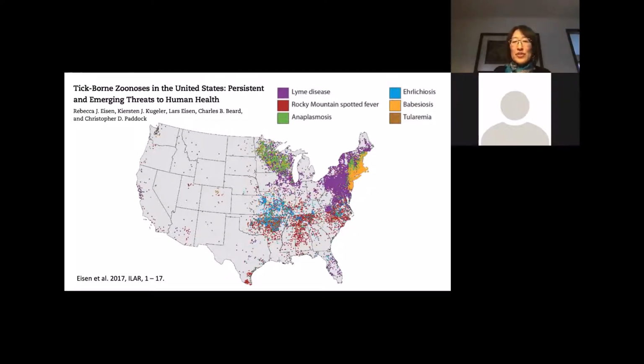So each of these dots represents a case of disease reported to the CDC by county of residence. And so you see about 6 different diseases being shown here.